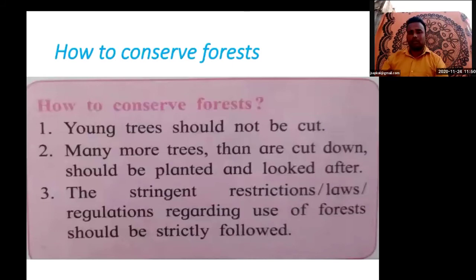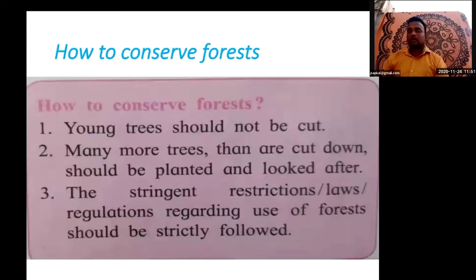Next, stringent restrictions, laws and regulations regarding the use of forests should be strictly followed. The government has made some laws regarding woods, forests and trees, and we have to follow these laws and regulations strictly; only then can we conserve the forest. The forest always helps all living things and gives us oxygen, so it is our responsibility to protect and conserve it.